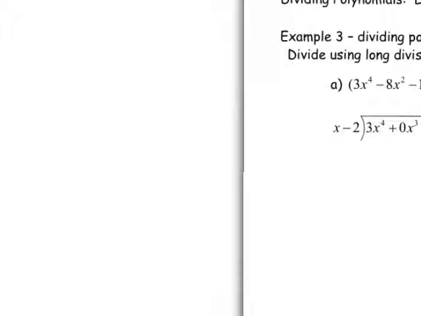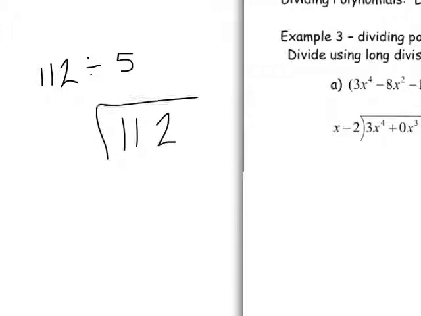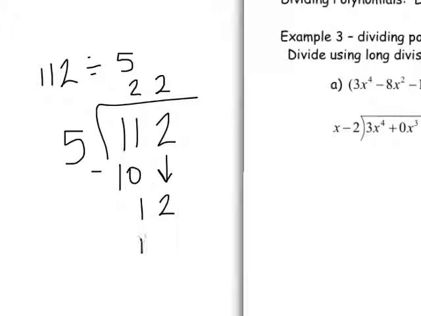So if I ask you, what is 112 divided by 5? You would say, well, 112 divided by 5. Does 5 go into 1? No, it doesn't. Does 5 go into 11? Yes, 2 times 5 is 10. Subtract, 11 minus 10 is 1. Bring down the 2. So does something times 5 go into 12? So yes, it's 2 again. 2 times 5 is 10. Subtract, 12 minus 10 is 2.